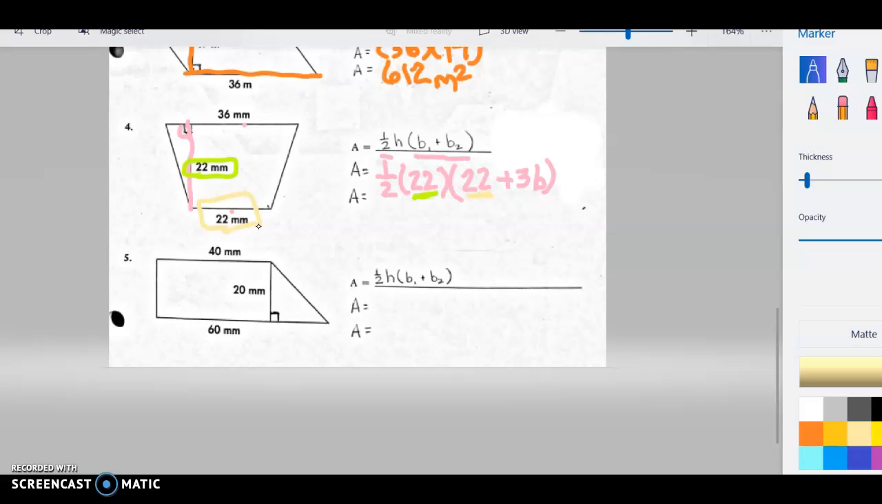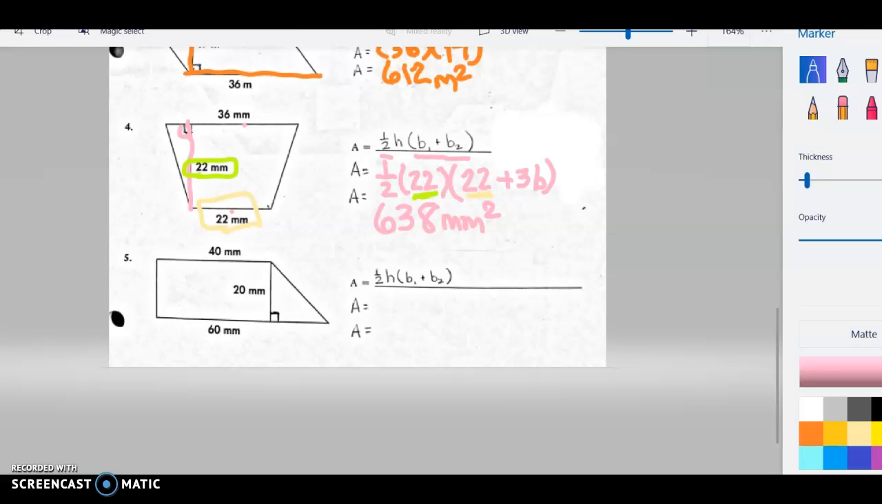Okay, so now I'm going to use a calculator. My calculator is probably going to use the parentheses first, so it's going to add 22 plus 36, which is 58, and then it's going to multiply 1/2 times 22, which is 11, and then 11 times 58 is 638 millimeters squared, which is the area of that trapezoid.